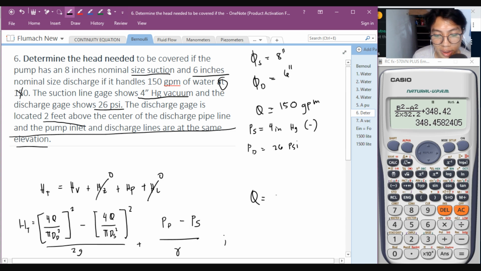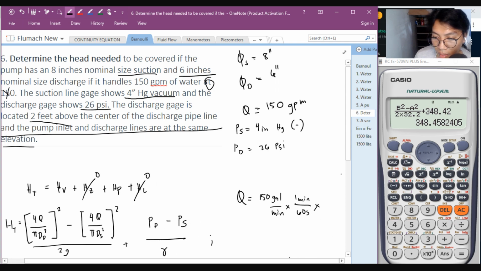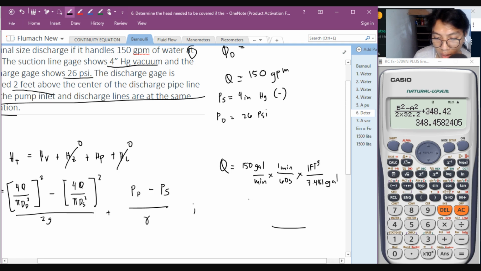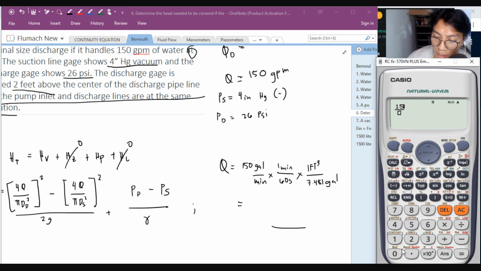Hanapin natin si Q. Q is equal to 150 GPM. Dapat to naka-cubic foot per second. 150 gallon per minute. So, multiply mo ng 1 minute every 60 seconds, multiplied to 1 feet cube divide by 7.481 gallon. So, 150 divided by 60 times 7.481.